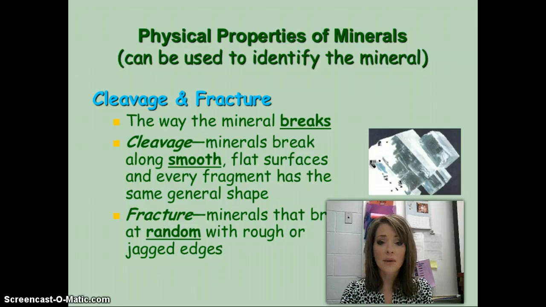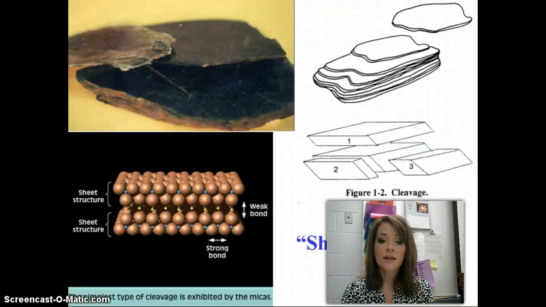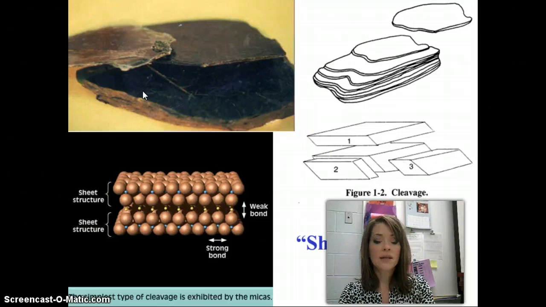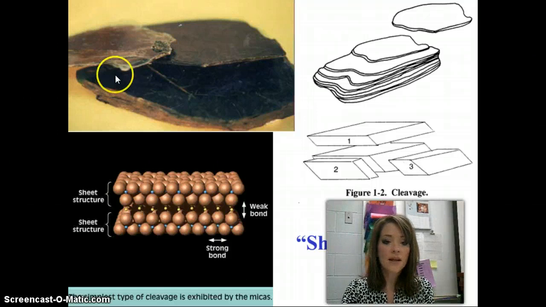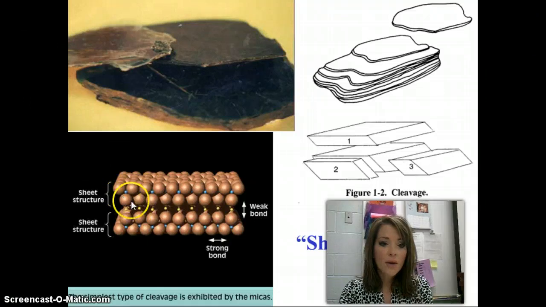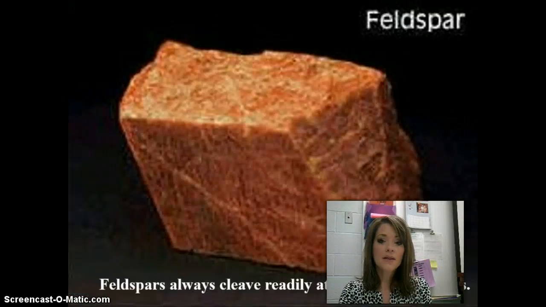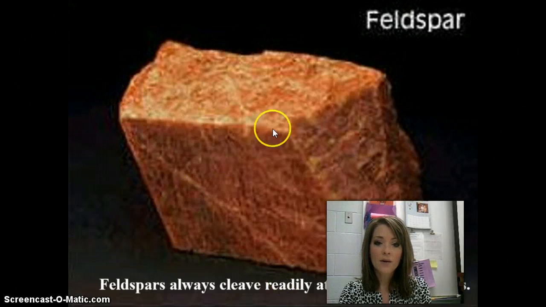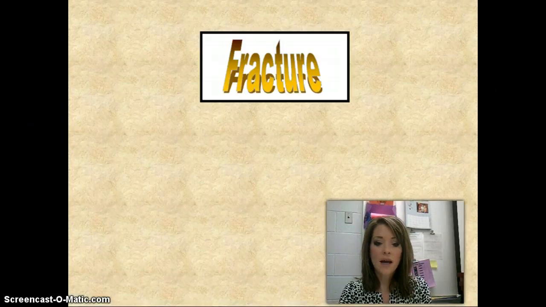So when you're looking at the mineral, you're going to be looking to see, does it cleave? Does it have smooth, flat sides? This one here, mica, is going to have a sheet cleavage, which means it peels and flakes off in sheets. So you can see here in this picture where there are strong bonds between these atoms, but then there's a weak bond between the sheets. And so that's where you're able to peel that apart, where that weakness is. Here's feldspar. This is another example of a mineral that cleaves. You can see it's almost at right angles here, but you can see those smooth, flat sides.